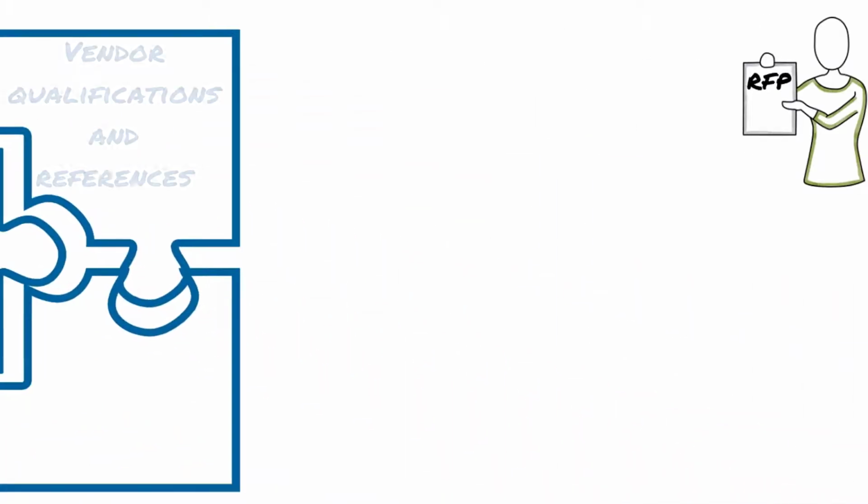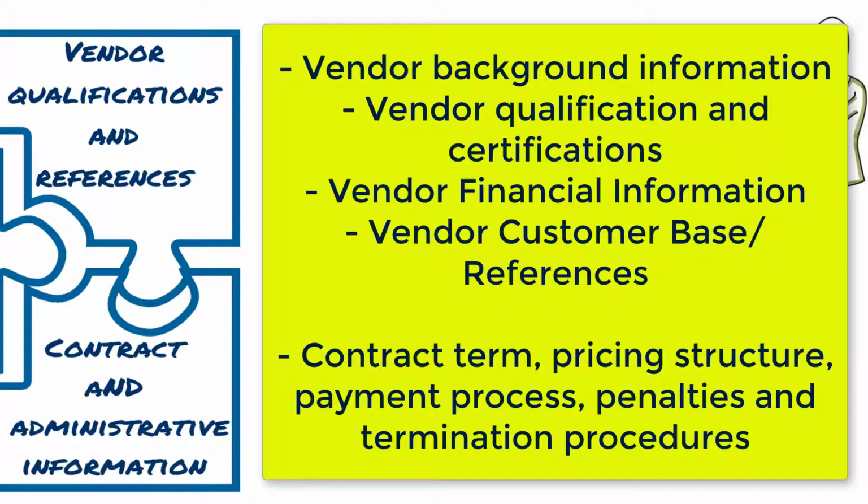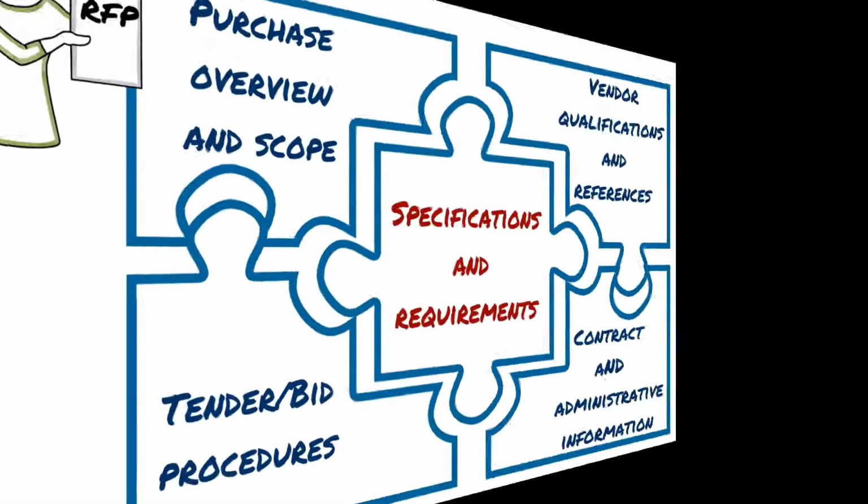In the section for vendor information, the RFP should specify the information vendors should submit along with the proposal, such as vendor background, vendor qualification and certifications, vendor financial information, and vendor customer base and references. Also included should be contract terms, pricing structure, payment process, penalties, and termination procedures.